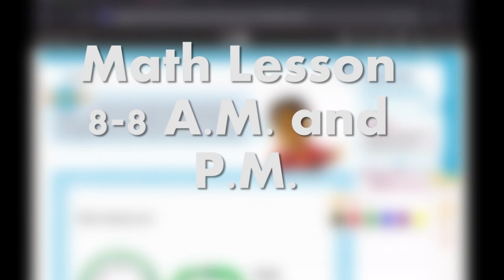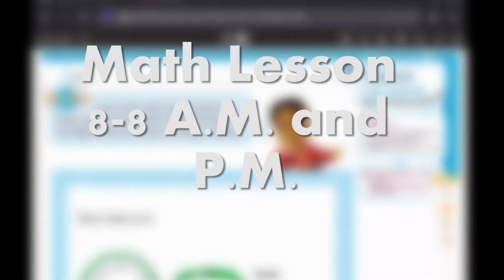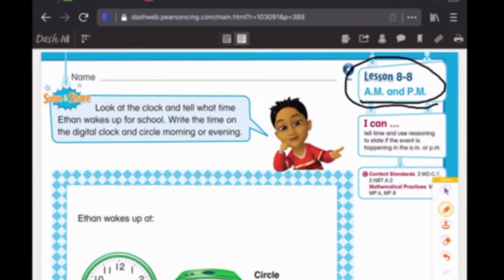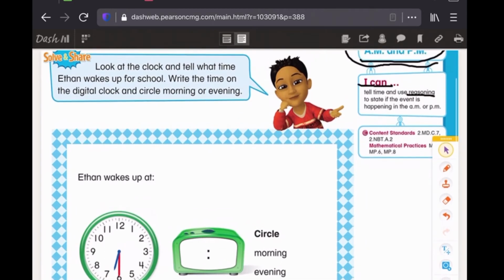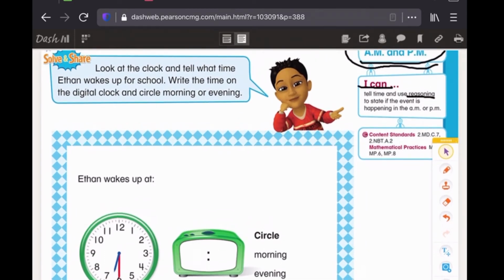Hi everyone. So today's math lesson is 8-8 AM and PM. And our I can statement is right here. I can tell time and use reasoning to state if the event is happening in the AM or PM. Using reasoning, that means we're going to figure out what our evidence tells us to solve our problem.